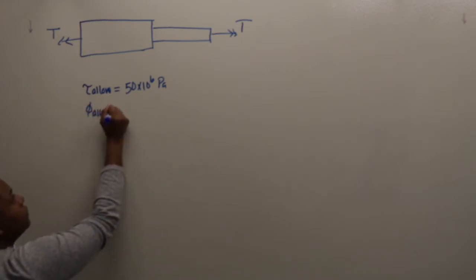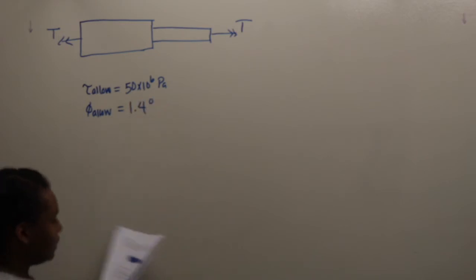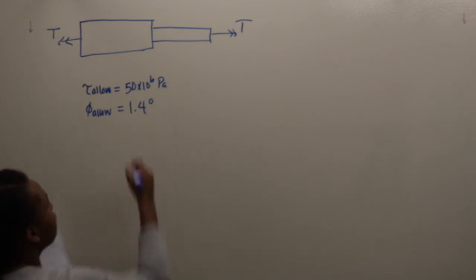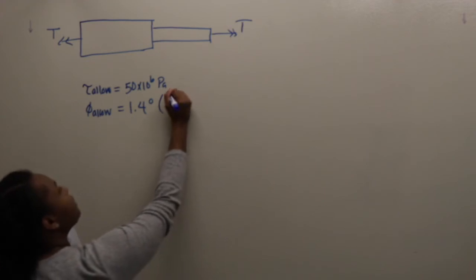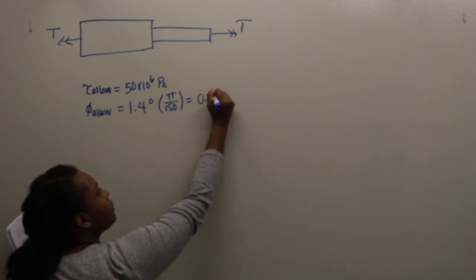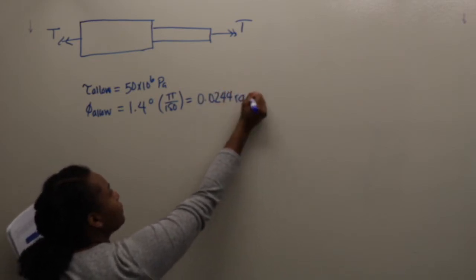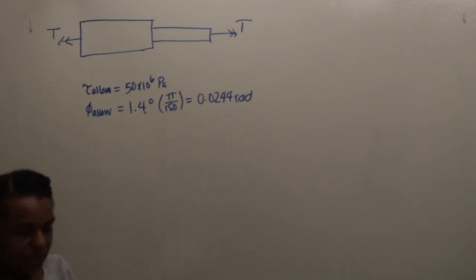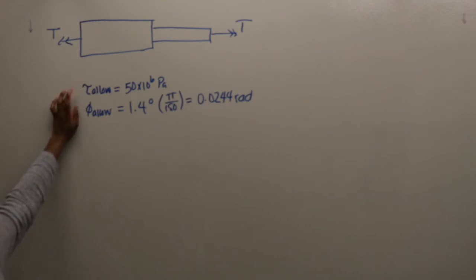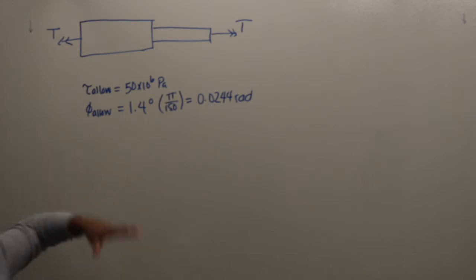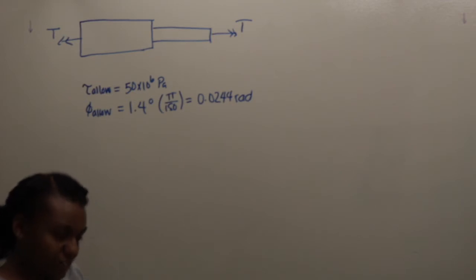And the allowable angle of twist equals 1.4 degrees. But because in torsion we use radians, we need to convert this to radians, which is pi over 180, equals 0.0244 radians. So what you have to do is see what is the torque allowable based off of the shear stress, what is the torque allowable based off of the angle of rotation, and whichever one is lower governs. That means that's the answer.